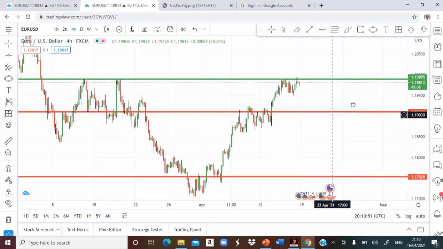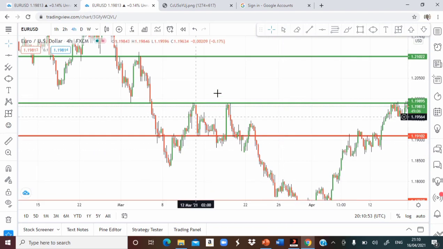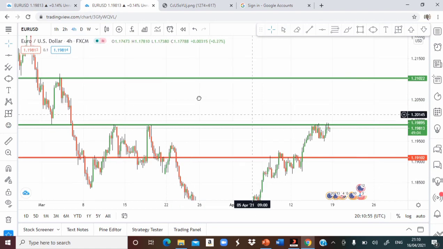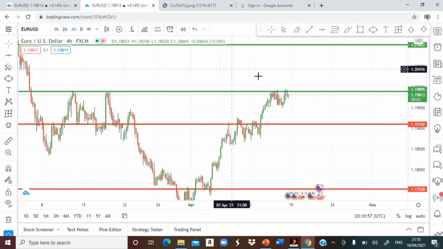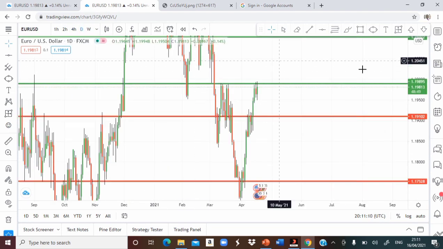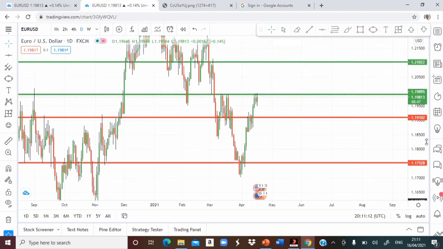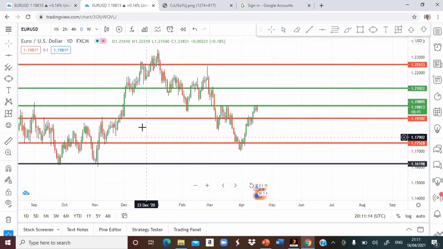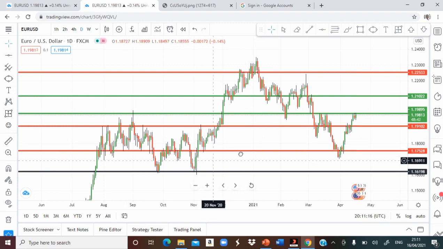All right, okay, I've drawn my resistance. Look at this. All these are my zones. This is where I have drawn my support and resistance zones. Now remember, the rule about support and resistance is drawing them with a higher time frame. I believe now you understand what I mean. I drew all these zones with a higher time frame.